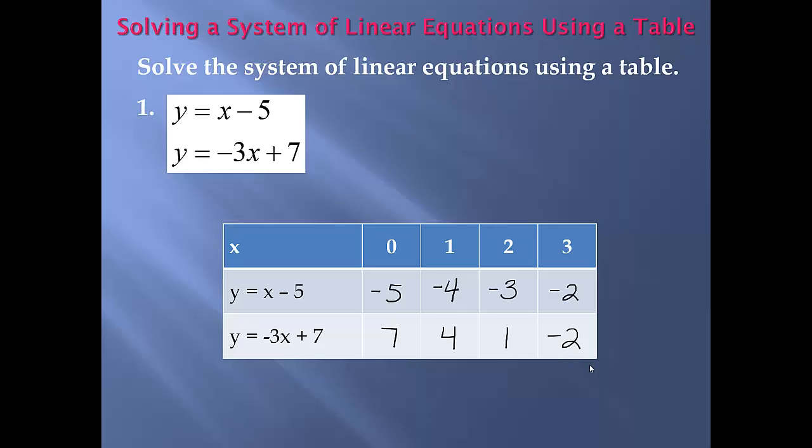Now let's look at our table. You will notice in our table that when we plug in 3 for x on both equations, we get the same solution for y. So both times we plugged in 3, we got that y equals negative 2. So this would be the solution to our system of linear equations. The solution would be 3, negative 2.